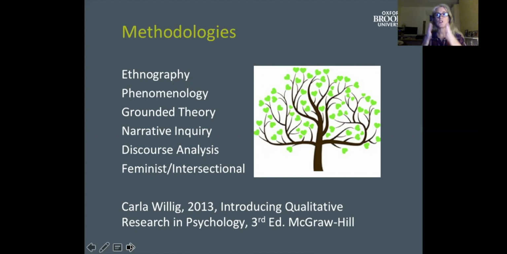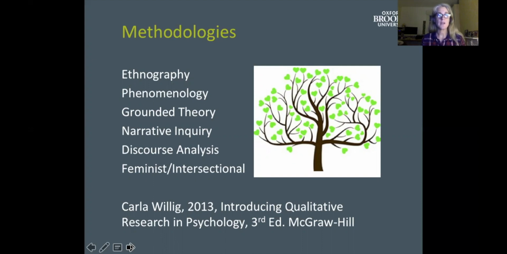So the trunk could be qualitative research, and the main branches, the established qualitative methodologies, and the smaller branches off the main branches, different approaches to each core methodological approach. So it's quite complicated. It could be said that the first three methodologies on this slide are the core ones, and in the next slide I'll describe these. And then I've included narrative inquiry and discourse analysis as two other significant approaches, and I'll briefly describe those.